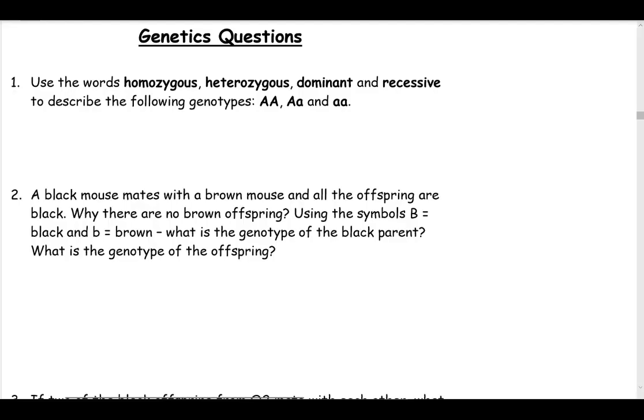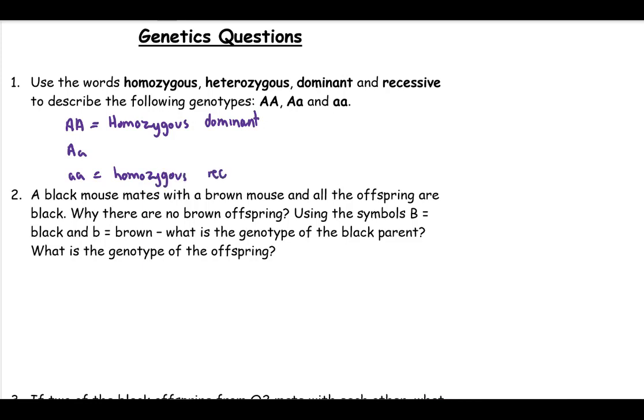Now, let's look at some typical questions. Use the words homozygous, heterozygous, dominant and recessive to describe the following genotypes. So big A, big A, because they're both the same, would be homozygous, and because they're 2 capitals, dominant. Big A, little a, we're going to leave that for a second. We'll do little a, little a. This one is homozygous, recessive.